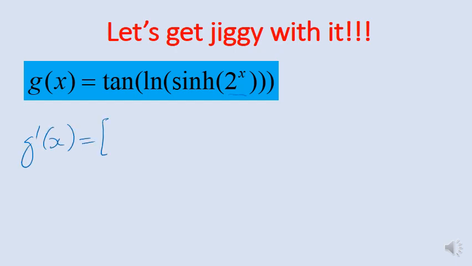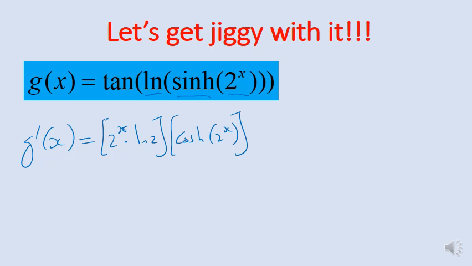The derivative of 2 to the power x is 2 to the power x times ln 2. It's not like e to the x. It's 2 to the power x times ln 2. What is the next function operating on 2 to the power x? It's sine. What's the derivative of sine? The derivative of sine is cosh of that thing.